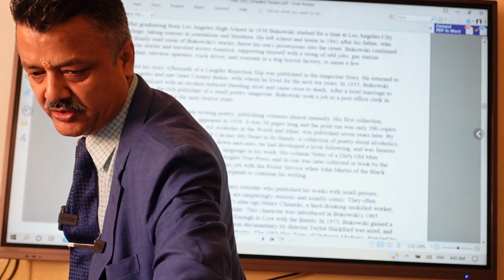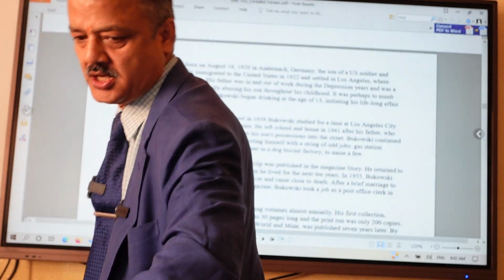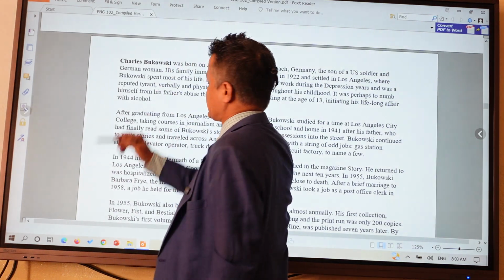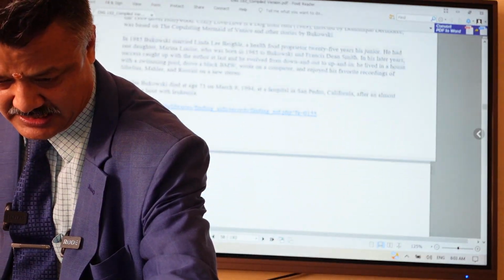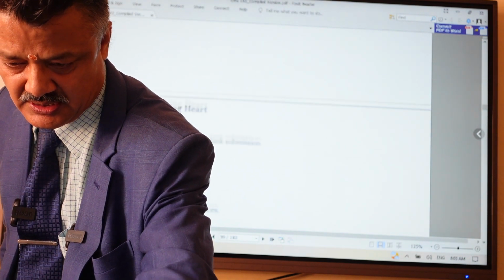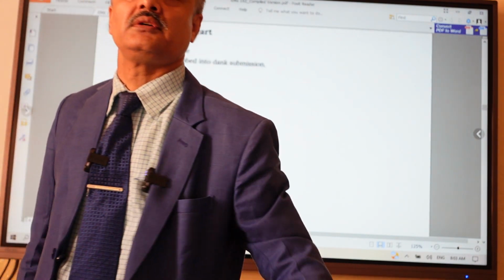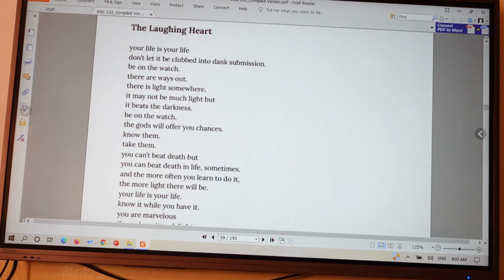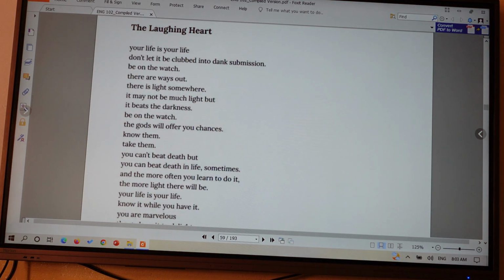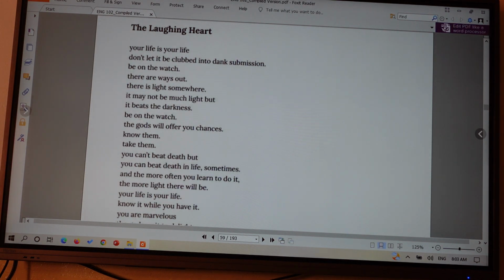Now we have the second unit, a poem by Charles Bukowski, and we'll discuss this in the coming class. If you find time, read it. The Laughing Heart. In the coming class, we'll read, no, not The Laughing Heart. We have a second story. What is the second story? Steve Jobs. So we will talk about Steve Jobs in the coming class.